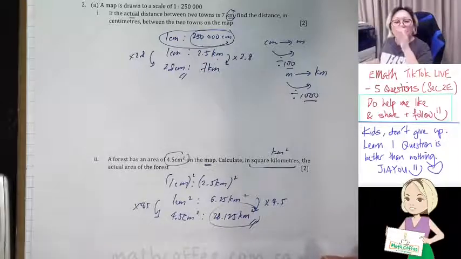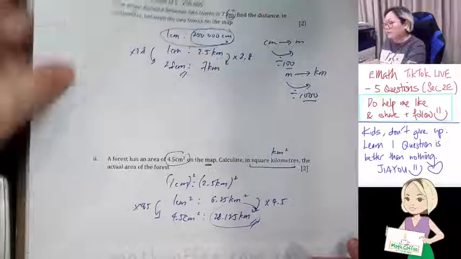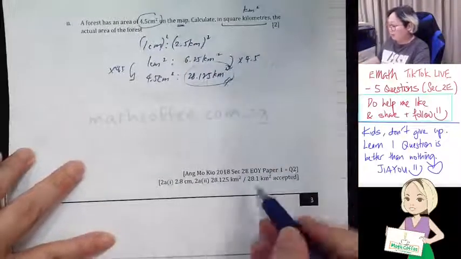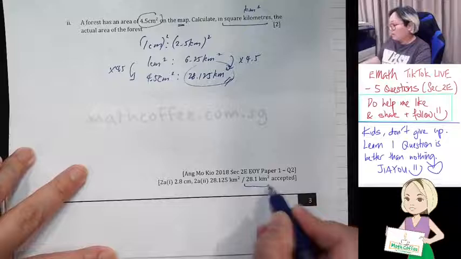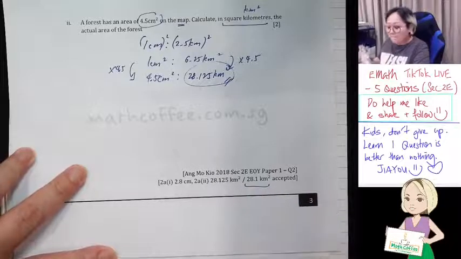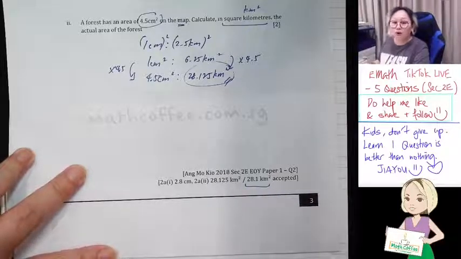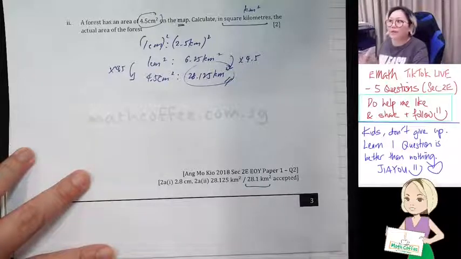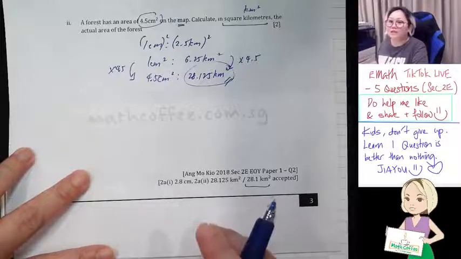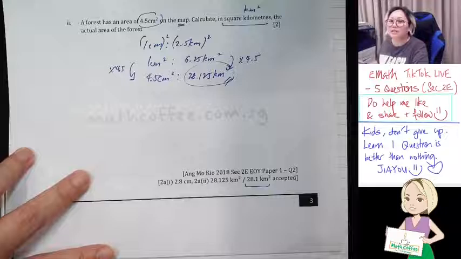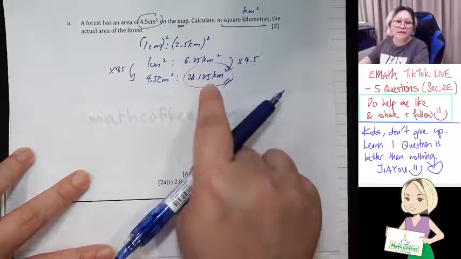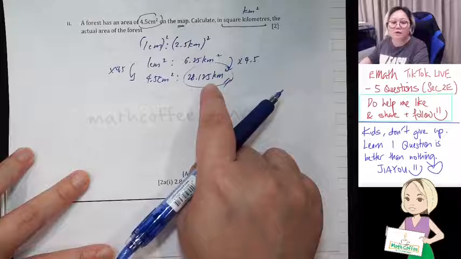Just take note, although the answer says you can round off to 3SF, in case you see 28.1, I don't think I want to round off. Why? We only round off when it is a so-called irrational number. If it's a terminating decimal, we just leave it as it is. So 28.125 is exact, and we should not round it off to 3SF. You understand?